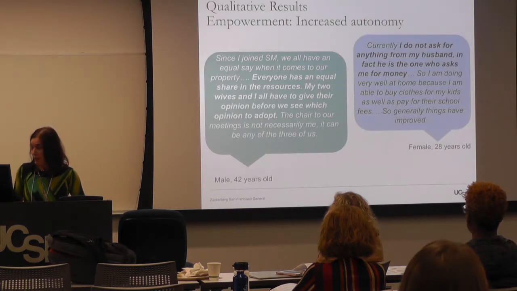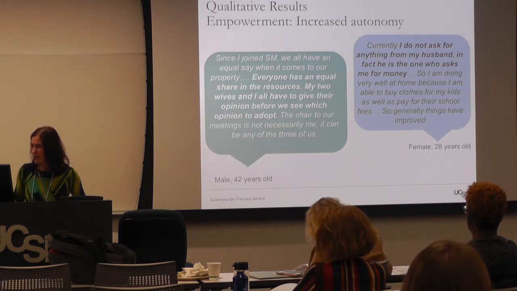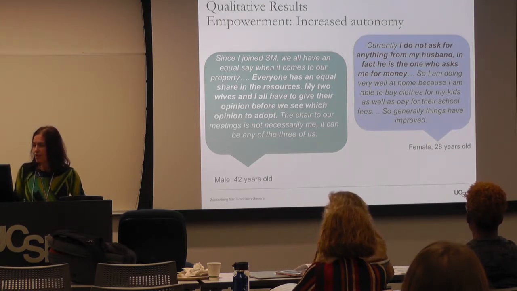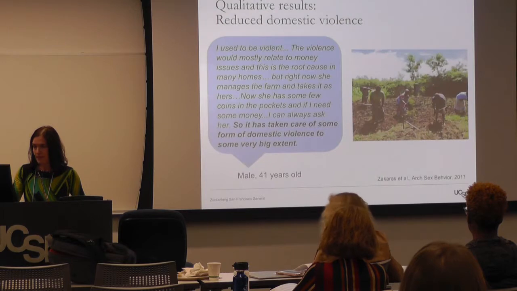So what about empowerment? Both men and women described improvements in empowerment, and this was particularly in the context of women's decision-making autonomy as well as sexual autonomy. And here's a quote from a male participant. "Since I joined Shamba Maisha, we all have an equal say when it comes to our property. Everyone has an equal share in the resources. My 2 wives and I have to give their opinion before we see which opinion to adopt. The chair of our meetings is not necessarily me, it can be any of the 3 of us."